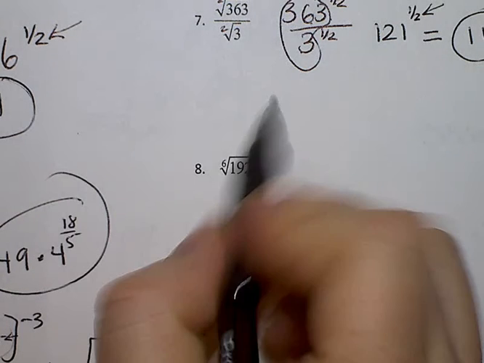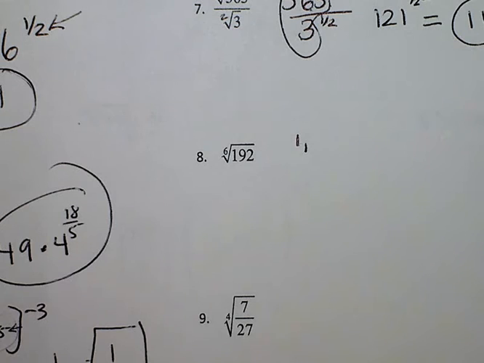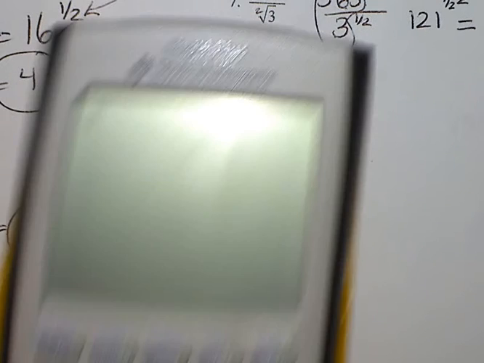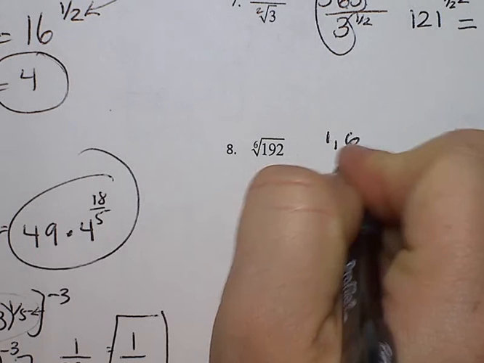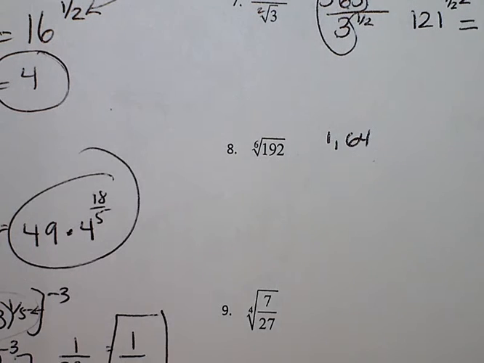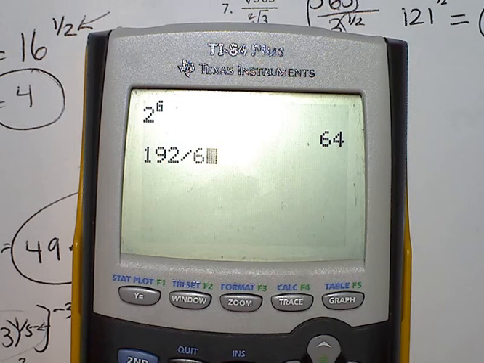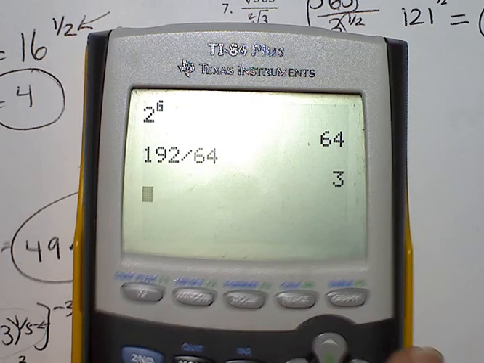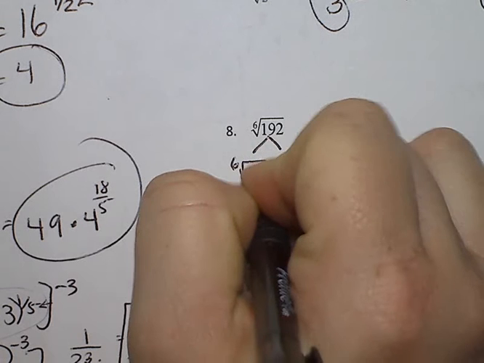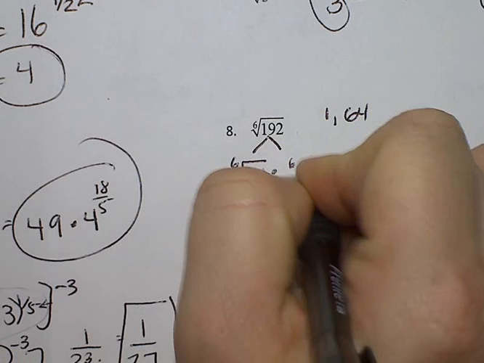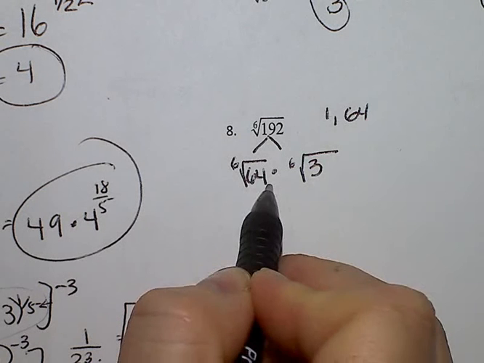So I'm going to write down, I know 1 to the 6th power is 1. Now I'm going to check what 2 to the 6th power is. 2 to the 6th power is 64. So let's check. Can this break down using 64? 192 divided by 64 works. So I'm going to break it apart: the 6th root of 64 times the 6th root of 3. The 6th root of 64 I know is 2.